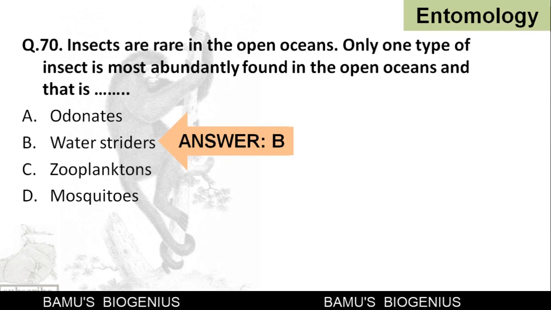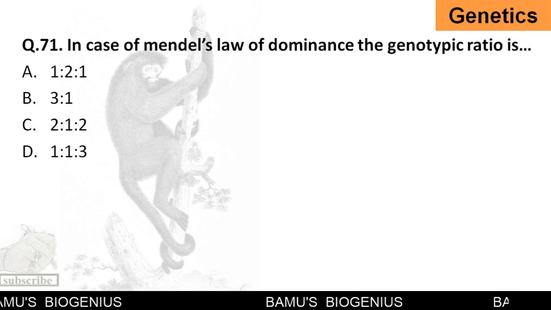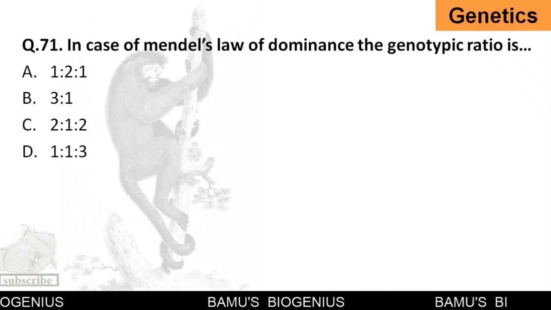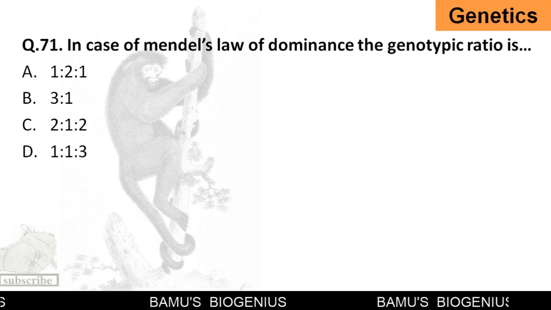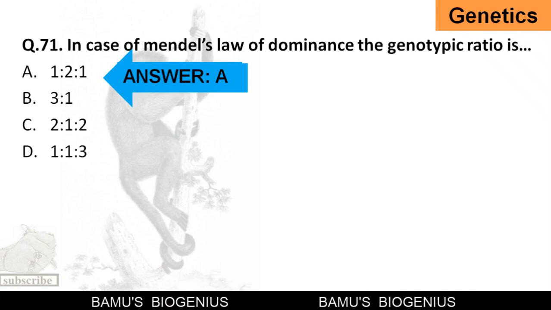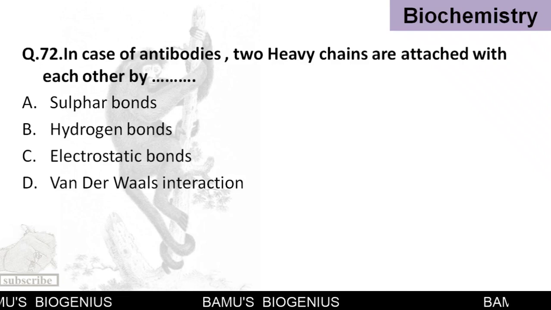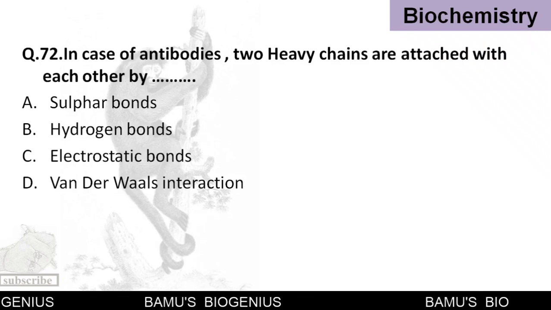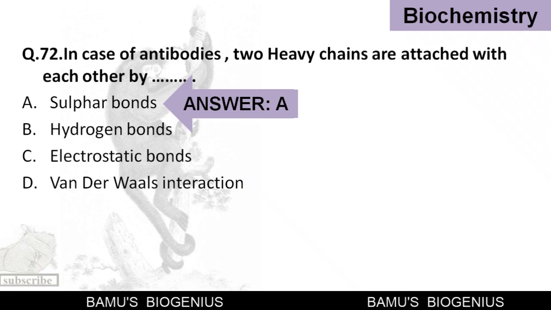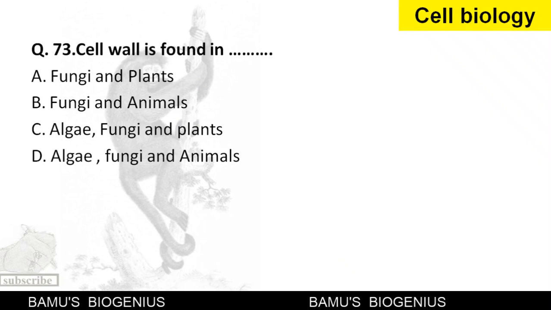So question number 71 is, in the case of Mendel's law of dominance, the genotypic ratio is A. 1:2:1, B. 3:1, C. 2:1:2, and D. 1:1:3. The answer is 1:2:1. Answer is A. And question number 72 is, in the case of antibodies, two heavy chains are attached to each other by sulfur bonds, hydrogen bonds, electrostatic bonds, or van der Waals interactions. The answer is sulfur bonds. Then question number 73 is, cell wall is found in A. fungi and plants, B. fungi and animals, C.